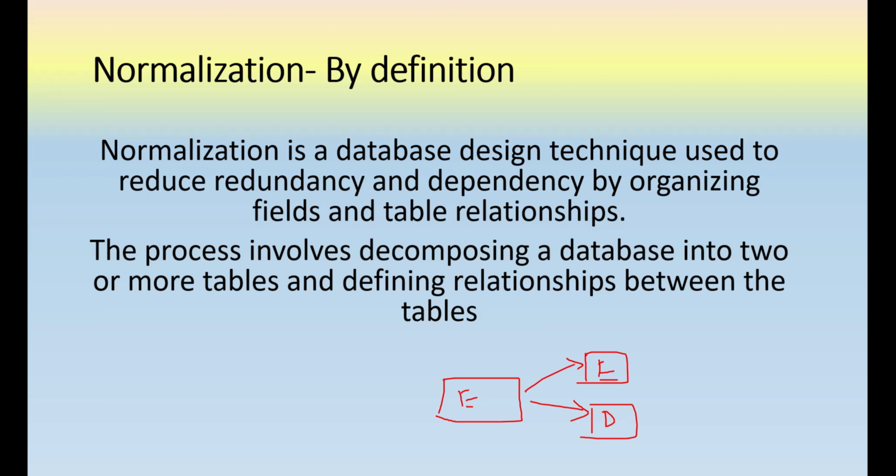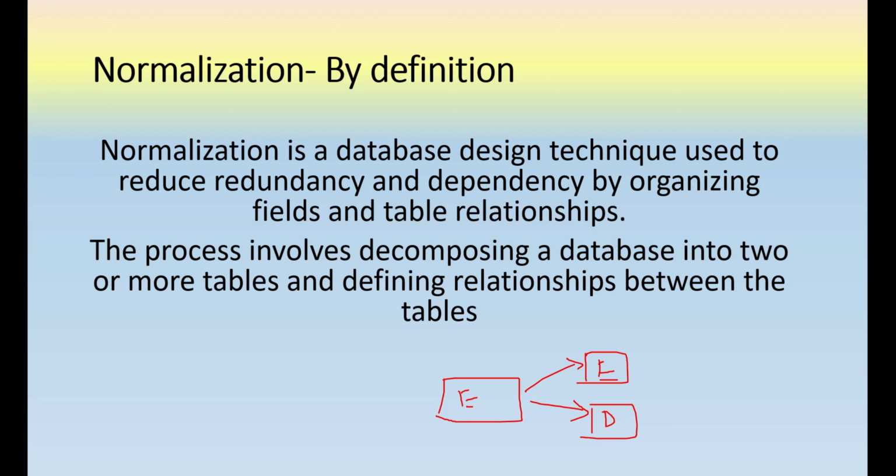The goal of normalization is to ensure that each table contains data about only one type of entity, thereby eliminating redundant data and improving data integrity, right? Data integrity is again very important. If you are storing the data, we will see in the coming examples, but these are the important things.